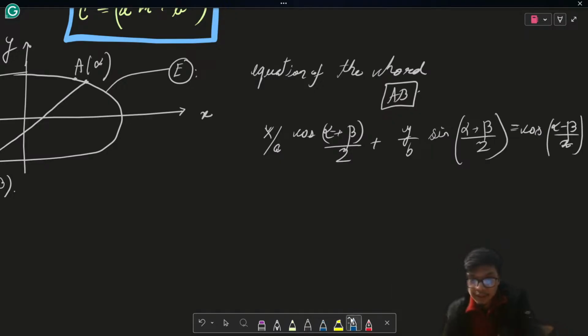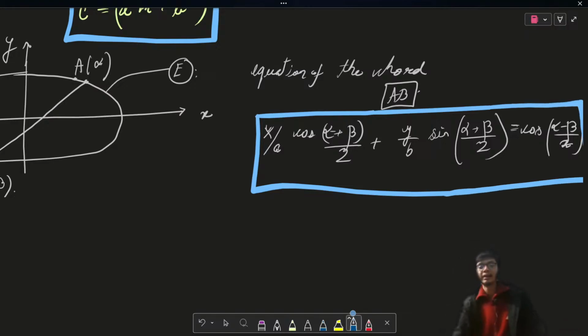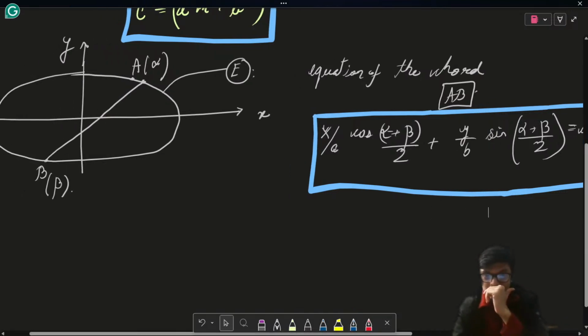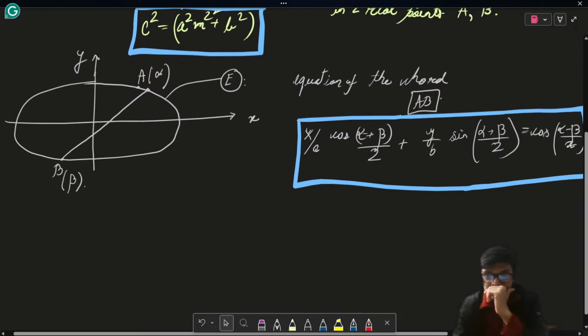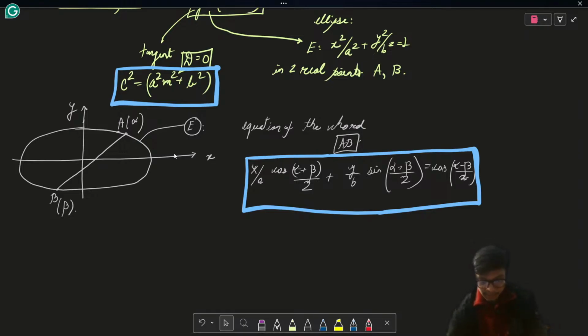So this is how we can also formulate the equation of a chord passing through 2 points whose parametric coordinates are given in terms of alpha and beta respectively. So this is the equation of this chord AB. This is a very important and interesting relation that you can also obtain. Now in some of the questions we'll see this particular form being applied.